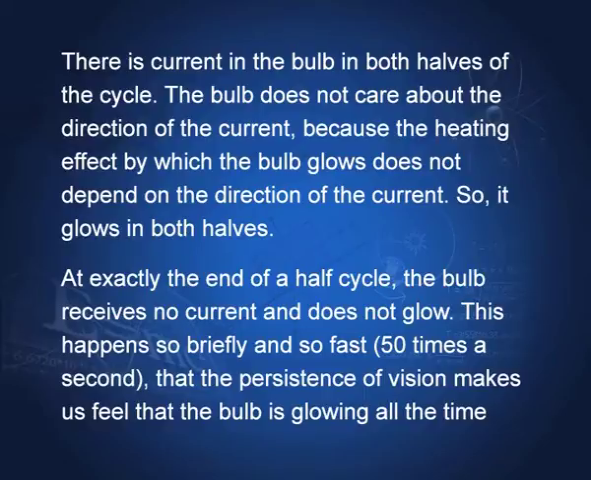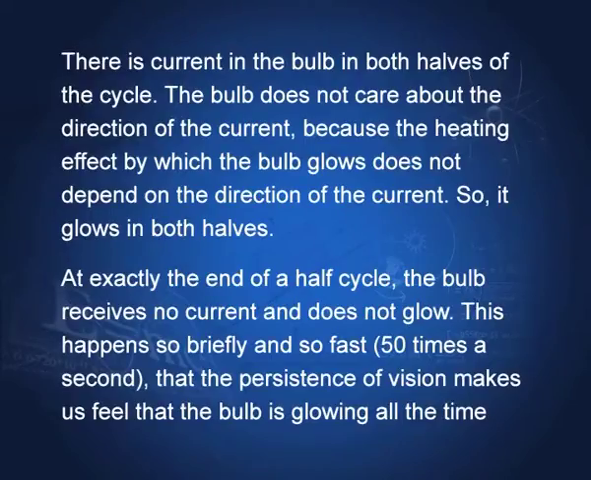It happens so briefly and so fast. How fast? 50 times per second, that the persistence of vision makes us feel as if the bulb is glowing all the time. So, although the current is going for one half cycle in this direction, for the next half cycle in this direction, and just at the end of the half cycle there is no current in the bulb, this happens so fast, 50 times per second, and for such a brief time, that we feel as if the bulb is glowing all the time.